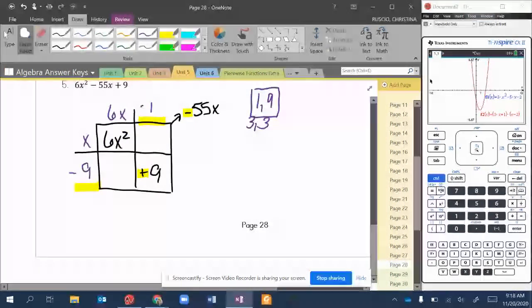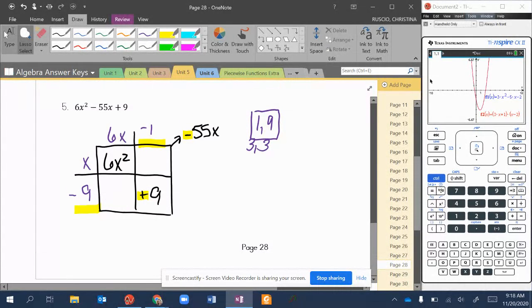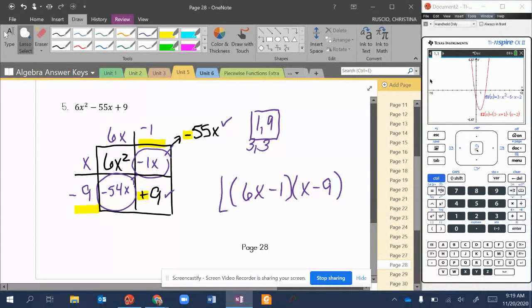First thing, you guys told me, or we talked about the fact that they both have to be negative, because a negative times a negative is going to give me this positive 9. So 6x times negative 9 is negative 54x. x times negative 1 is negative 1x. Negative 54 plus negative 1 checks out to be negative 55. So we have 6x minus 1 as a factor, and x minus 9 as a factor.